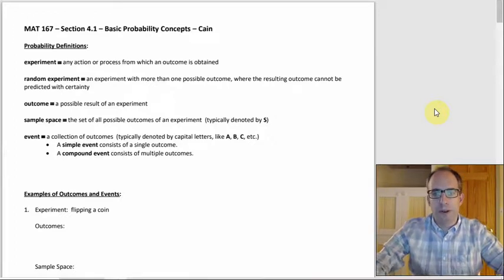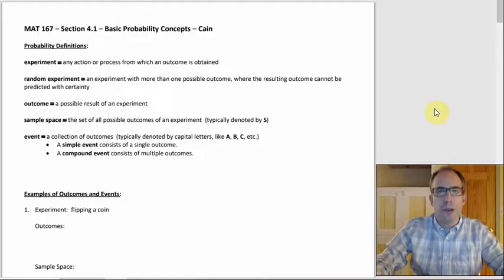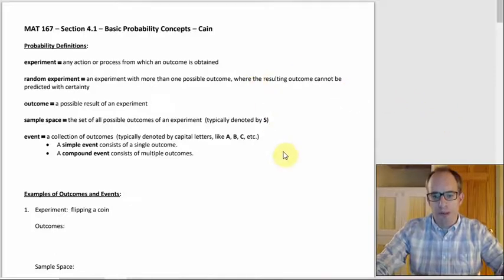Section 4.1 is about some basic probability ideas that are going to carry forward through when we talk about some more specific distributions a little bit later. So there are a bunch of definitions up here at the front that we kind of need just to be able to talk about anything probability-wise.